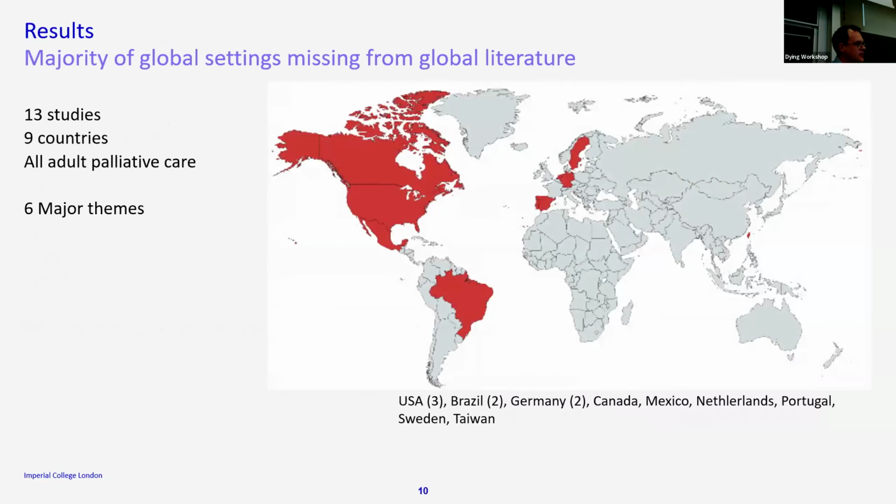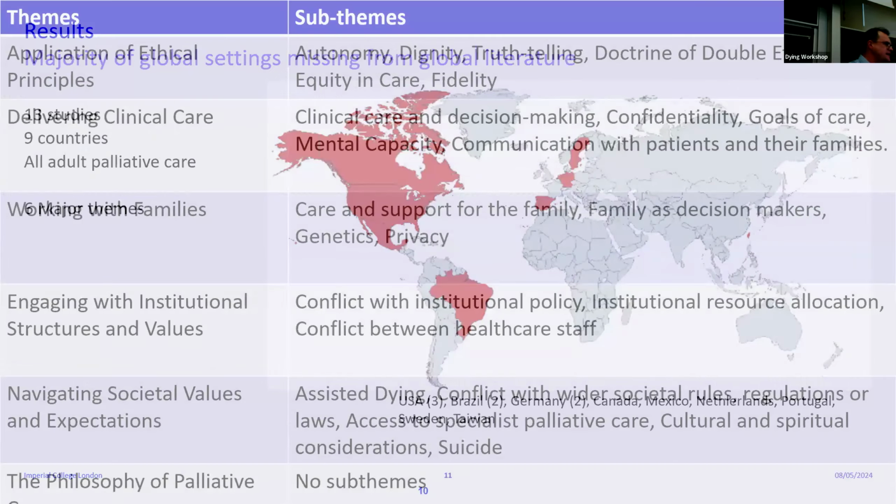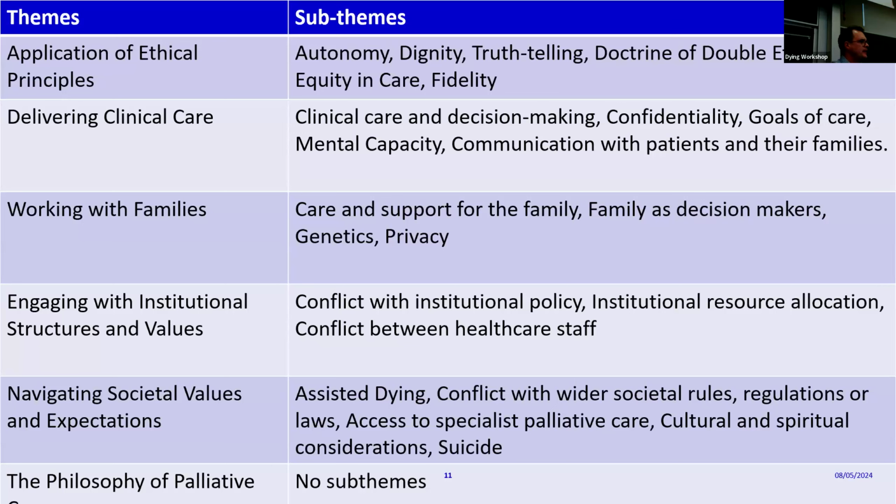What did we find? 13 studies in the literature in total, and really skewed to the high-income world. Not necessarily the English-speaking world, but certainly the high-income world, all in adult palliative care. So no data on paediatric palliative care, and no data from the vast majority of the places in the world where people die. 6 themes: application of ethical principles that you might imagine people talk about, autonomy, dignity, the things that crop up.